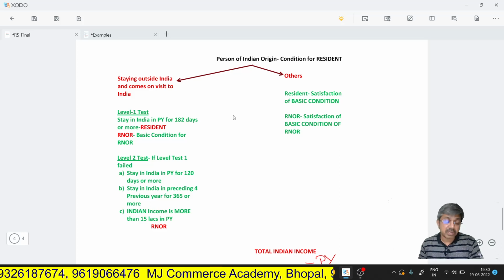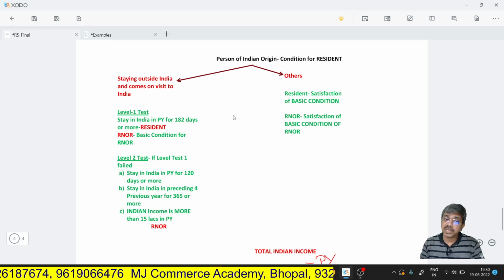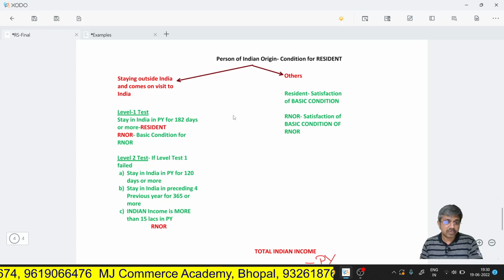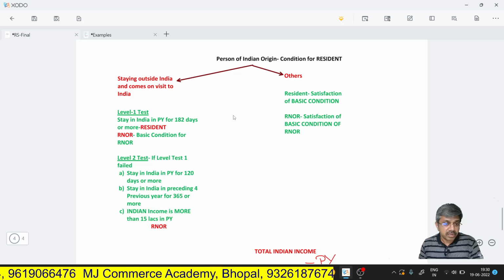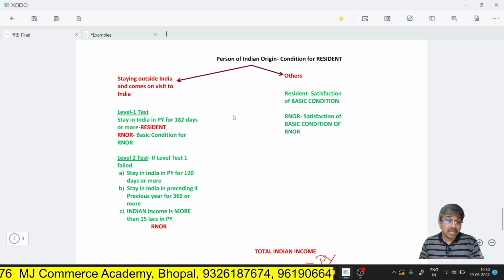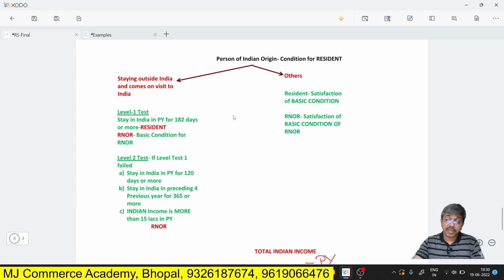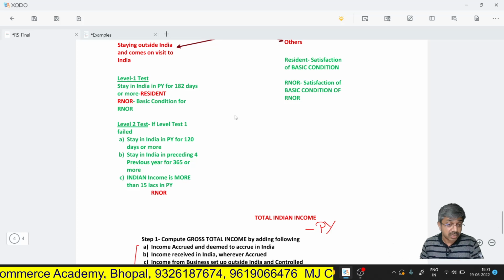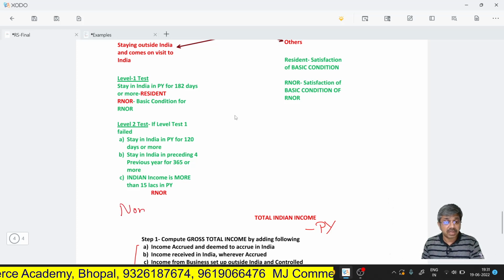We will come to level 2 test only if level 1 test fails. Same what we studied above: stay in India in previous year for 120 days or more, stay in India in preceding 4 previous years for 365 days or more, and Indian income is more than 15 lakhs in previous year. If level 2 test is satisfied, an individual will be classified directly as resident but not ordinary resident, and if both these tests fail, again he will be classified as a non-resident.